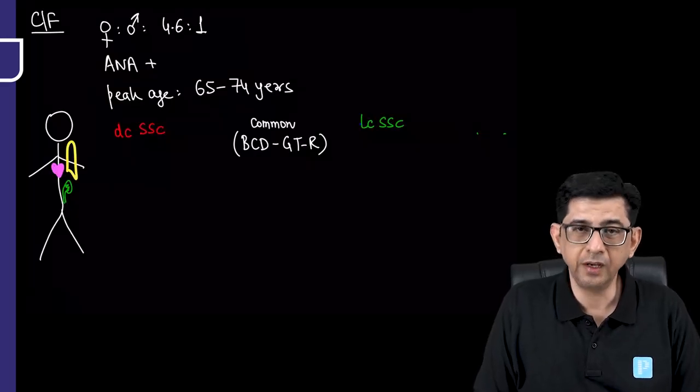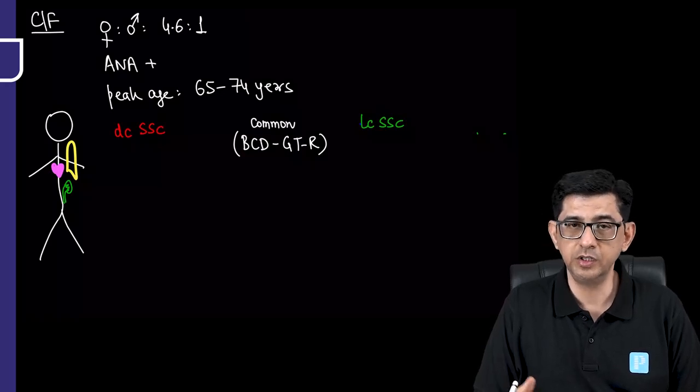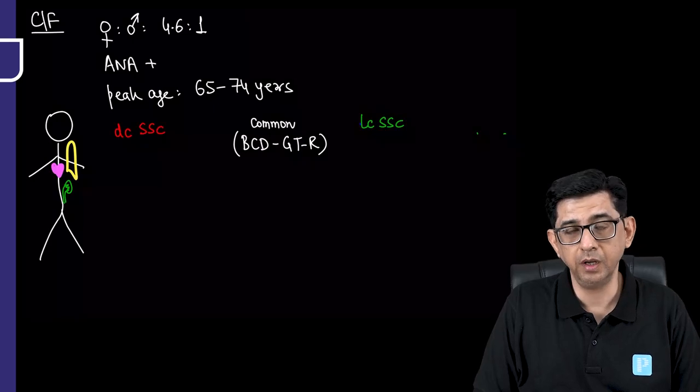So let us now do an activity which is going to be summarizing the clinical features in a single slide. The disease, being autoimmune, is more common in women as compared to men.